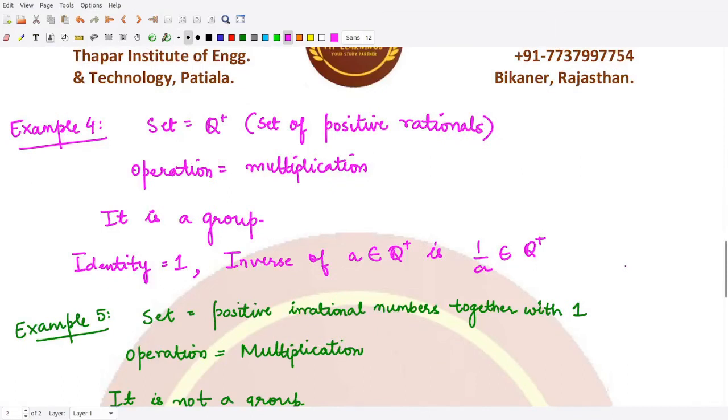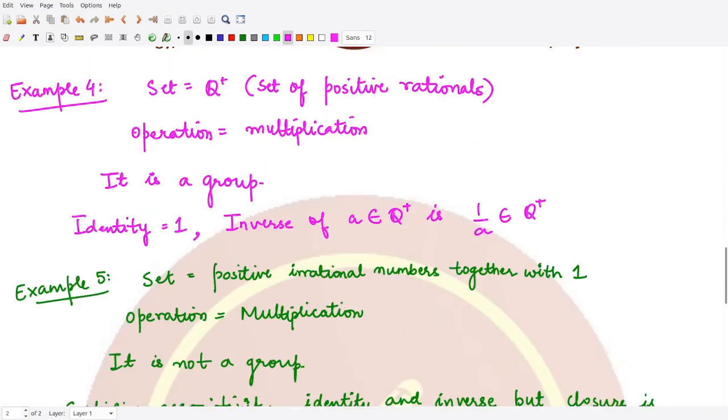The next example is that of the set of positive rational numbers. So all the rational numbers which do not contain 0, because we are not saying non-negative, but we are saying positive rationals. So all those rationals which are positive are contained in this set, and we are calling it the set Q positive. For this set, we are defining the operation of multiplication. Now we have to check whether this is a group or not. So this is a group.